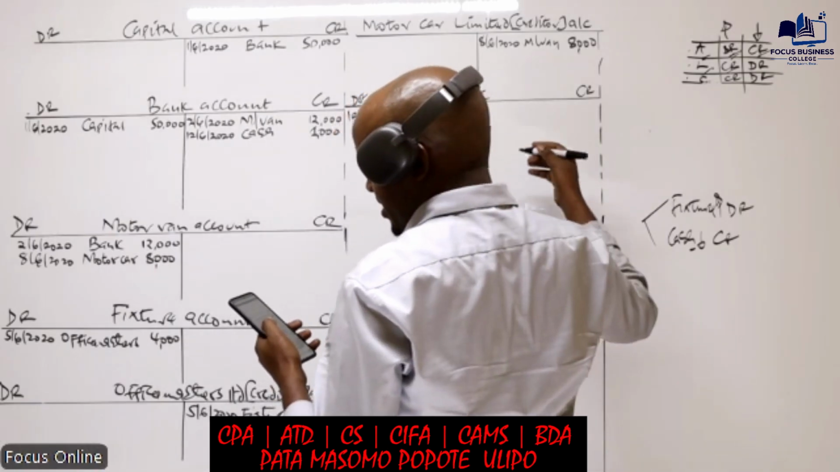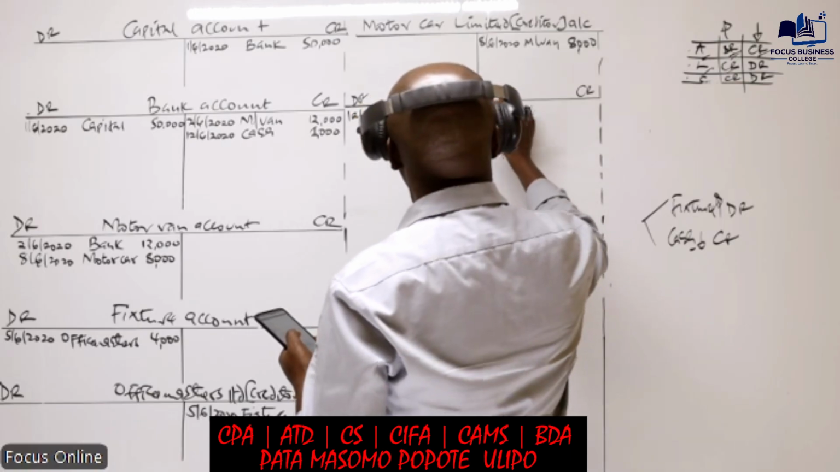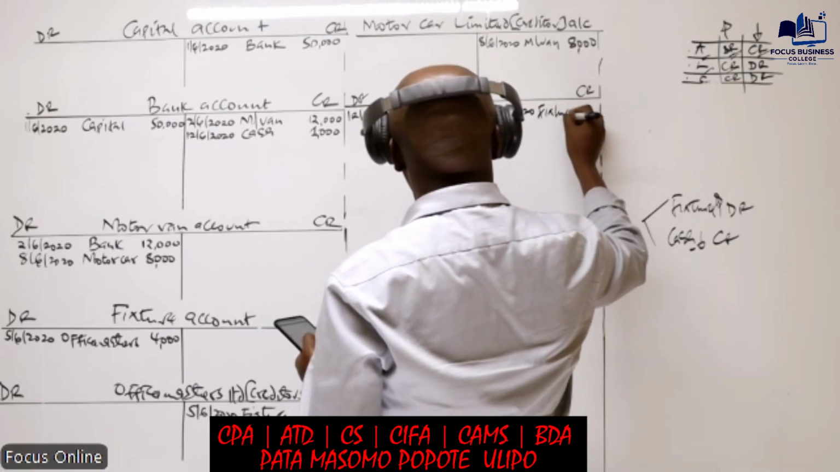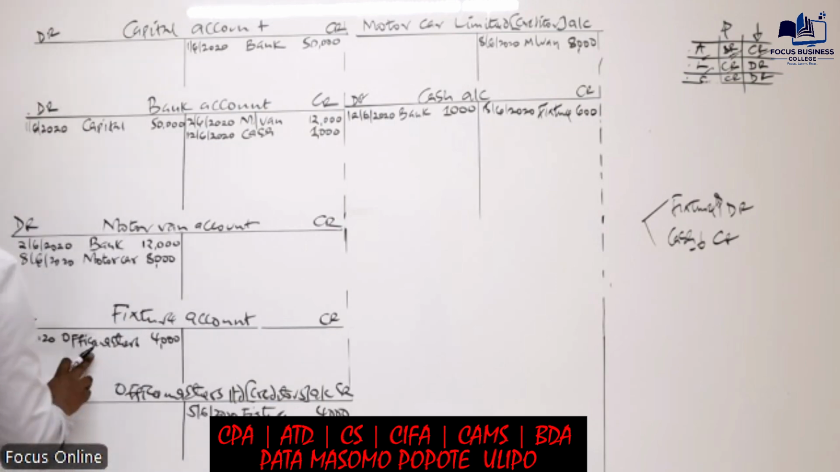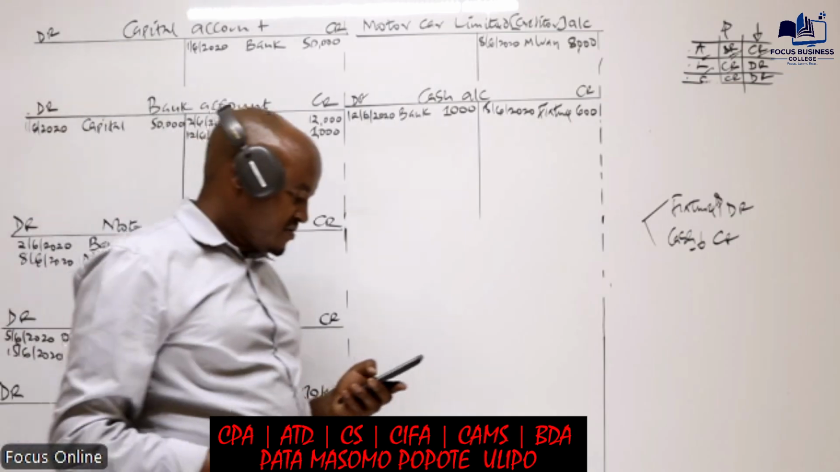So in the cash, we credit here. The date is 15th of June 2020. In the details column, we write fixtures, an amount of 600, and then we debit fixtures here, 15th June 2020, and basically it is cash, an amount of 600.